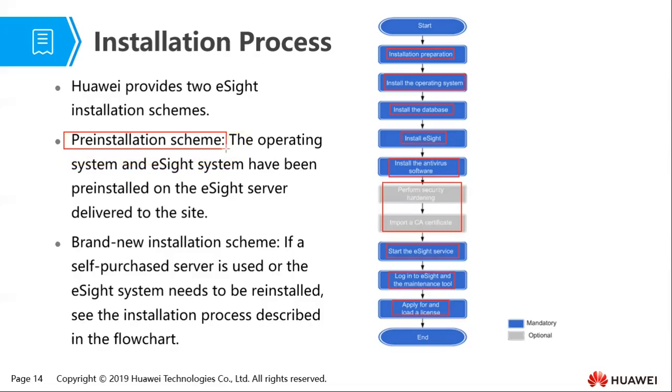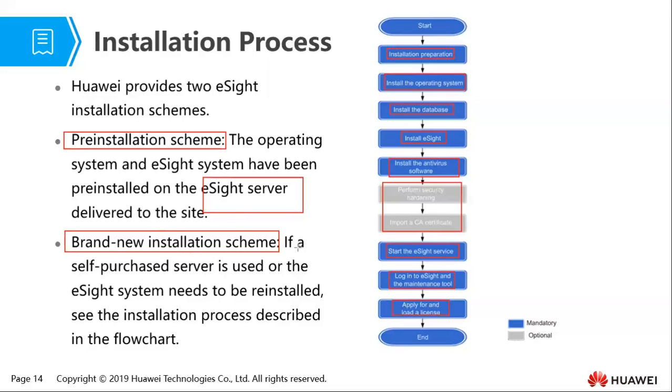One of them is the pre-installation scheme, and the other one is what you call the brand new installation scheme. In the pre-installation scheme, the operating system and eSight system have been pre-installed on the eSight server, delivered to the site. So they deliver an eSight server with the operating system and eSight already installed. Just like when you purchase your phone, we have pre-installed applications like the Google Apps. So that is what we call the pre-installation scheme.